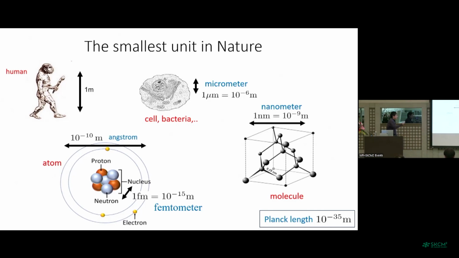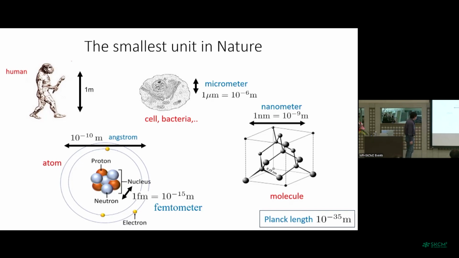And then further you go down by 3 orders of magnitude, and that reaches the nanometer scale. It's 10 to the minus 9 meters, and that's the world of molecules. What is shown here is a diamond molecule. Then going down one more order of magnitude, that's the angstrom, 10 to the minus 10 meters, which is basically the typical scale of atoms. And if you go further down 5 orders of magnitude, it's 10 to the minus 15 meters, called femtometers. That's the physics I'll be mostly focusing on.